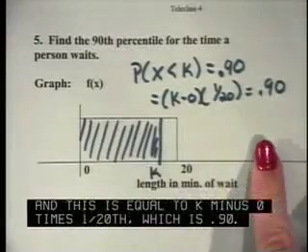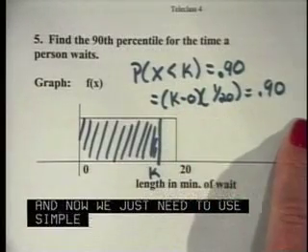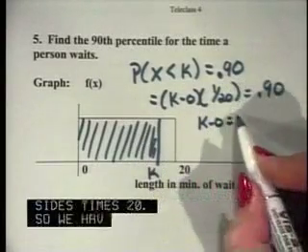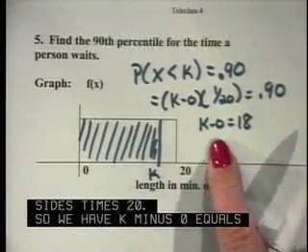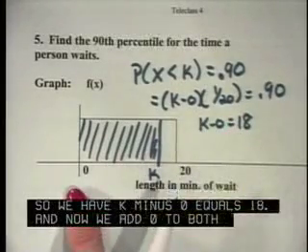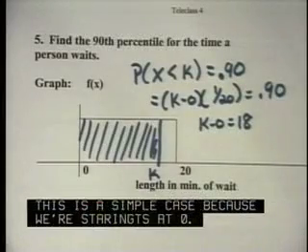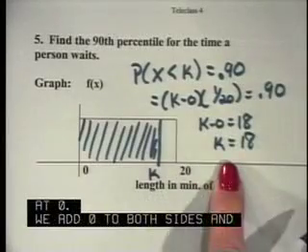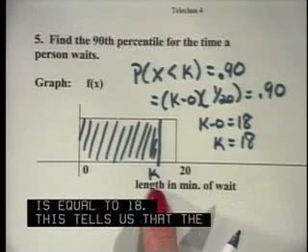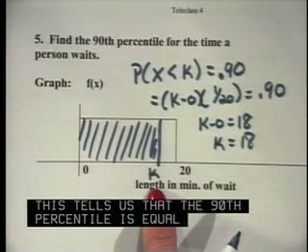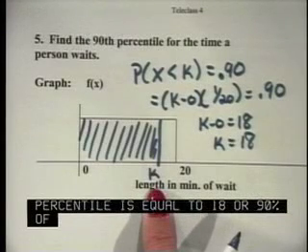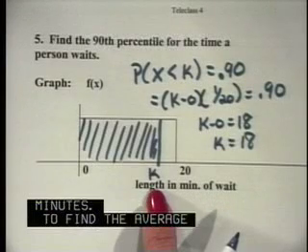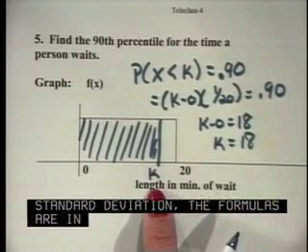And now we just need to use simple algebra to solve for k. We're going to multiply both sides by 20. And so we have k minus 0 equals 18. And now we add 0 to both sides. Well, this is a simple case because we're starting at 0. But we won't always be starting at 0. So we add 0 to both sides and we get k is equal to 18. So this tells us that the 90th percentile is equal to 18, or 90% of the people wait at most 18 minutes. To find the average and the standard deviation, the formulas are in the textbook, and you can use those formulas for doing that.